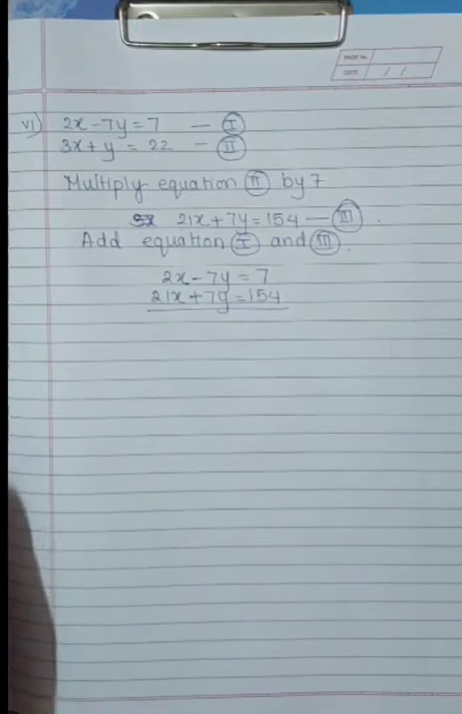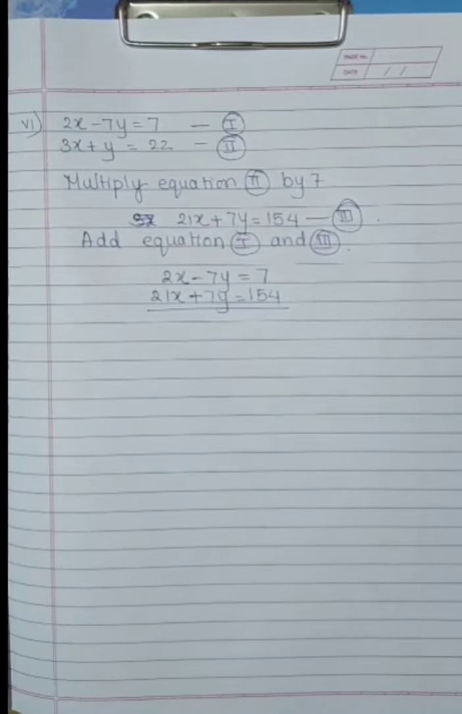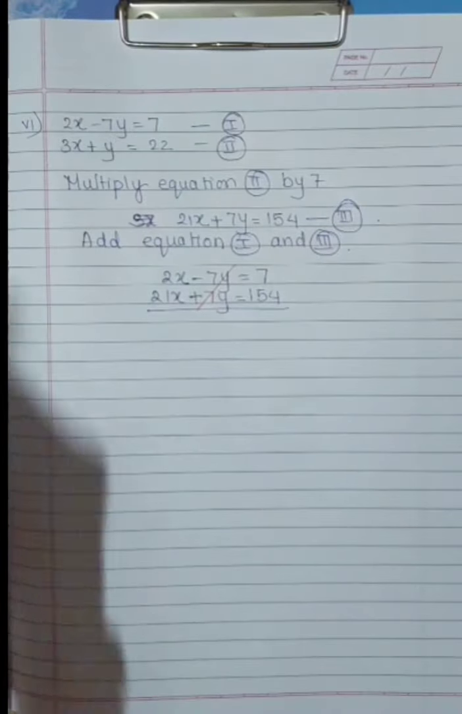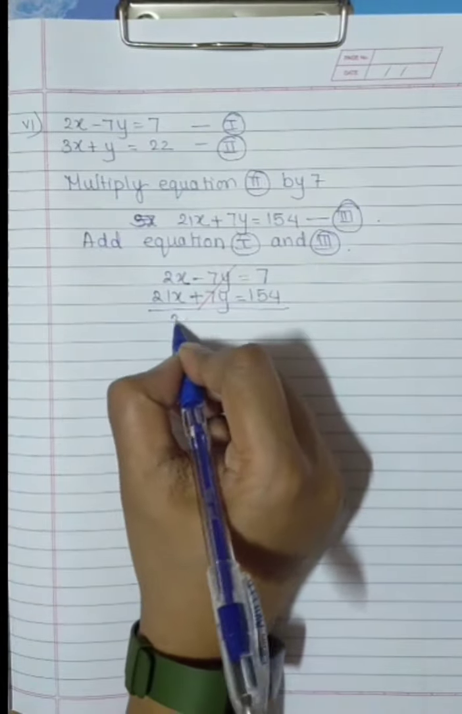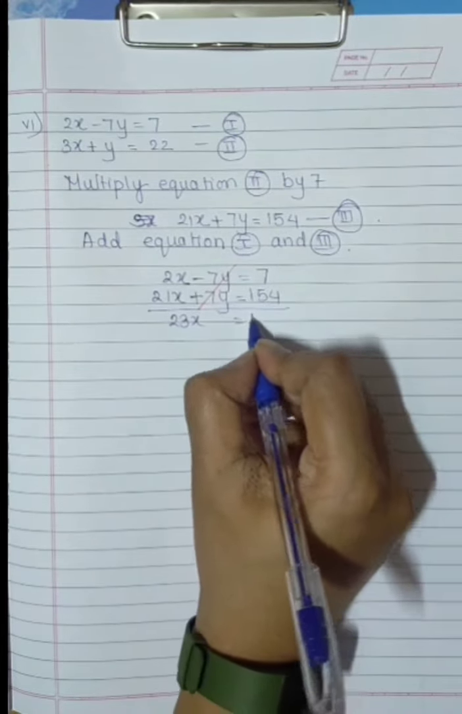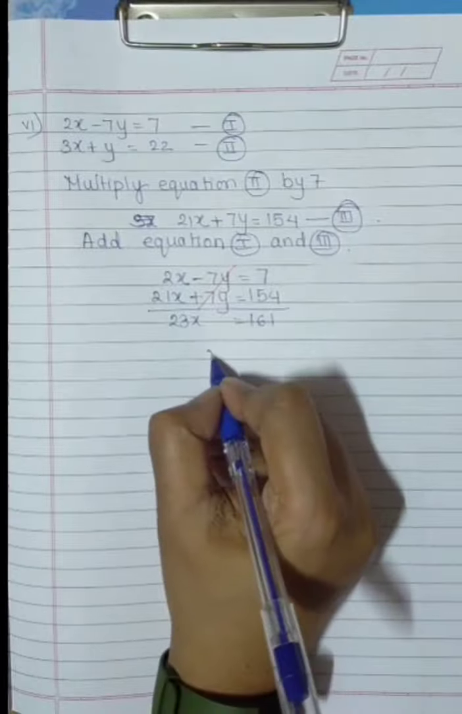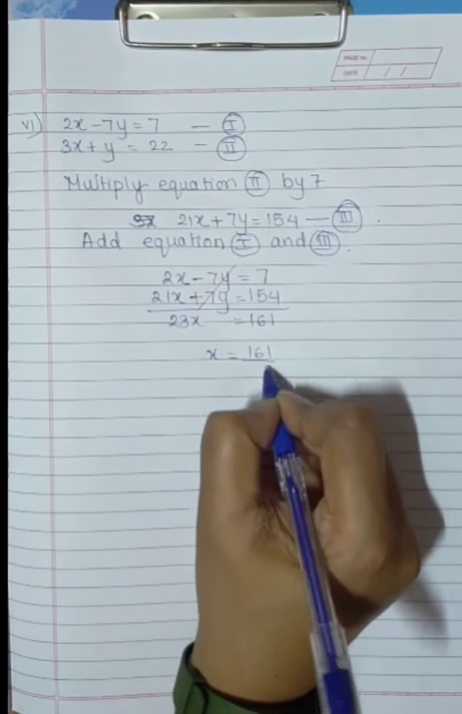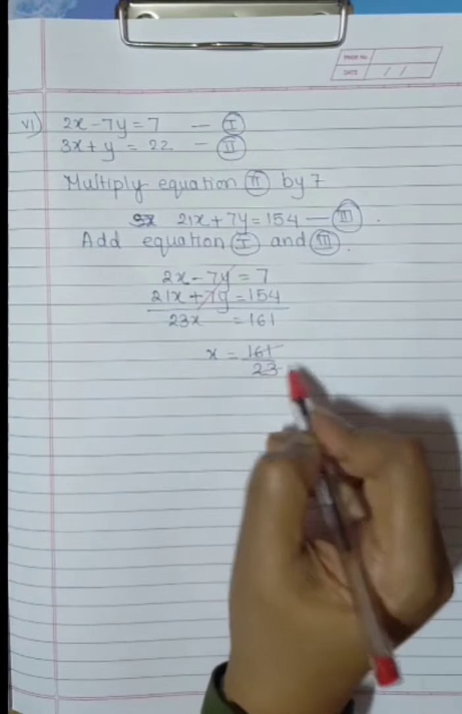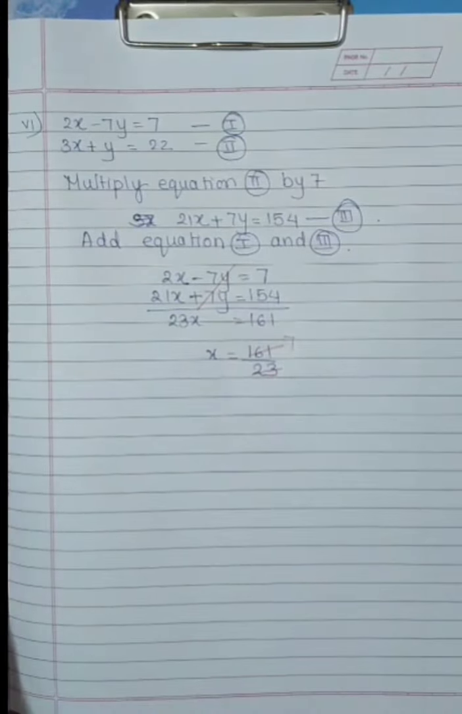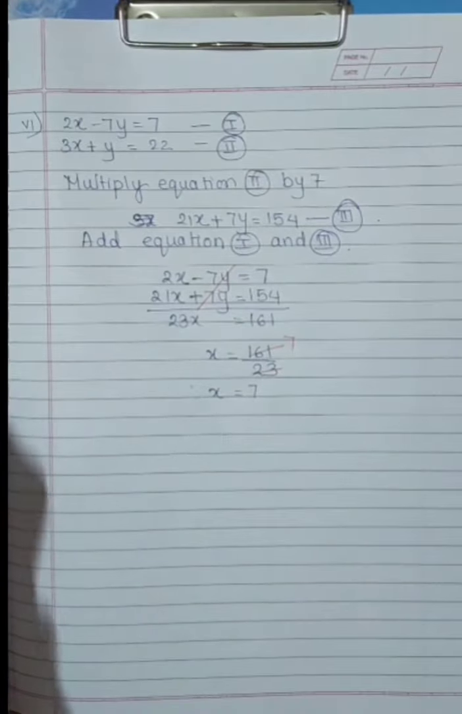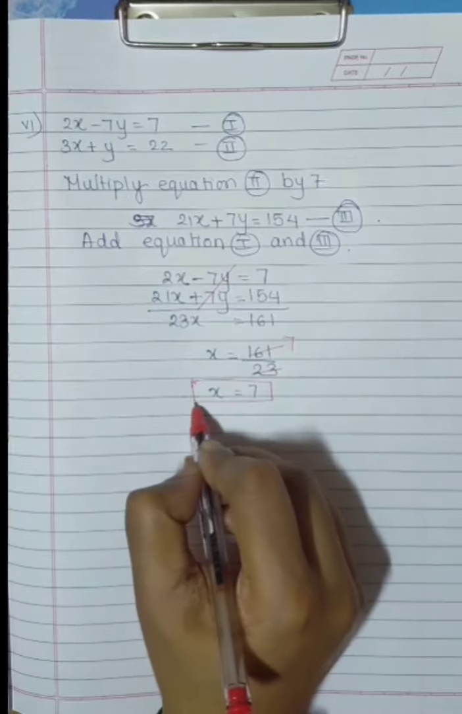Now here minus y and plus y get cancelled. Here we get 23x equal to, when we add both, 161. Now x is equal to 161 upon 23. It will get multiplied with 7. Therefore x is equal to 7. The x value is 7 here.